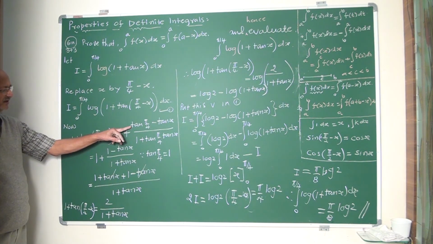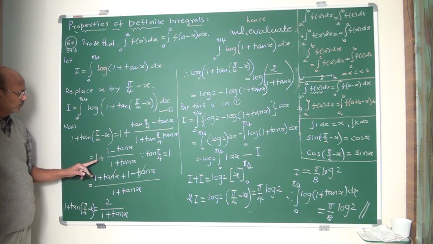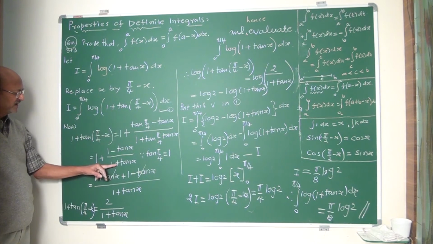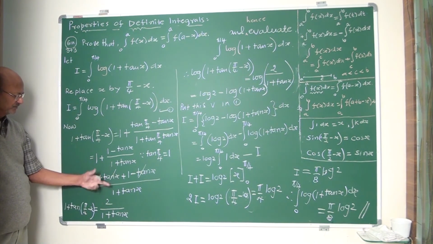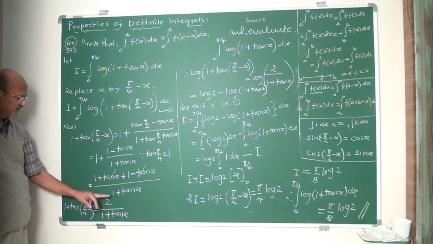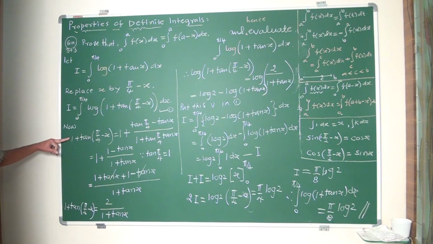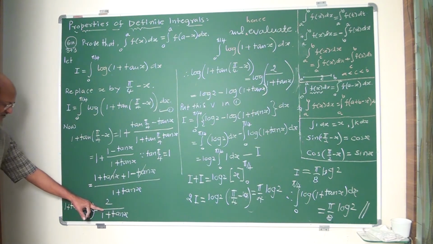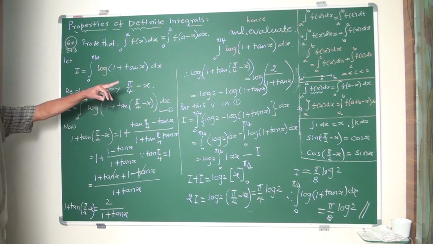But what is tan A? Tan 45, tan pi by 4 is 1. So it becomes 1 plus (1 minus tan x) upon (1 plus tan x). LCM, cross multiplication. Yes, plus tan x cancels with minus tan x. 1 plus 1 is 2 upon 1 plus tan x, which is your LHS. What is LHS? 1 plus tan(pi by 4 minus x) is this. You have log here. Take log of LHS equal to log of RHS, I wrote it there.